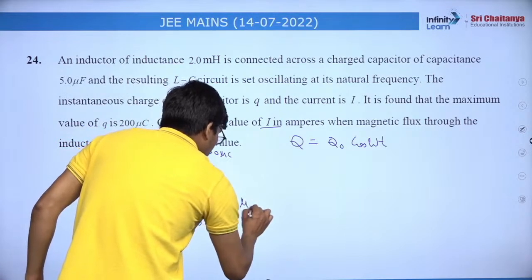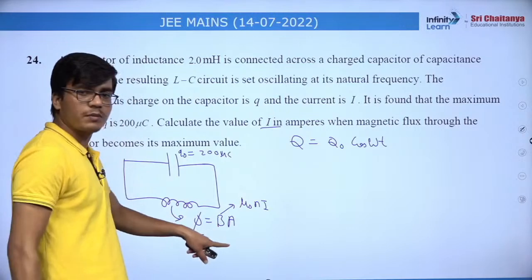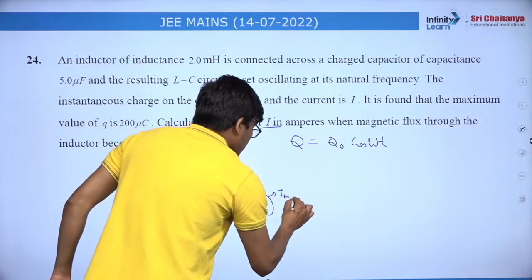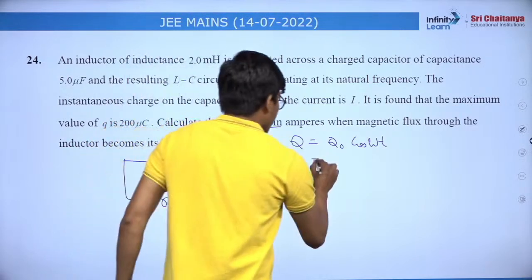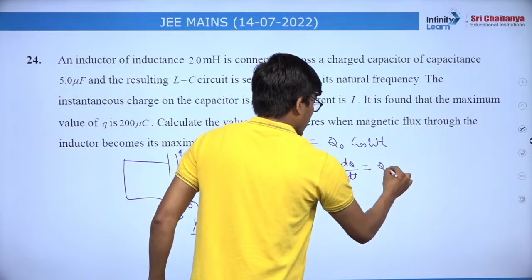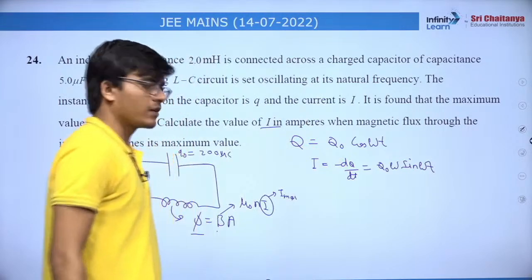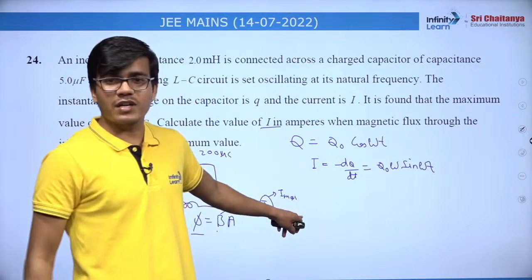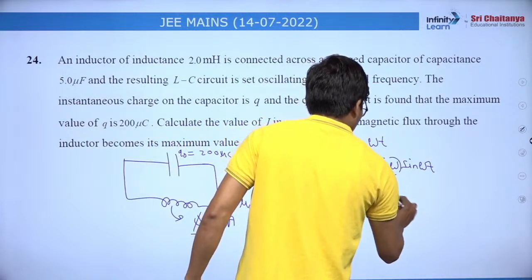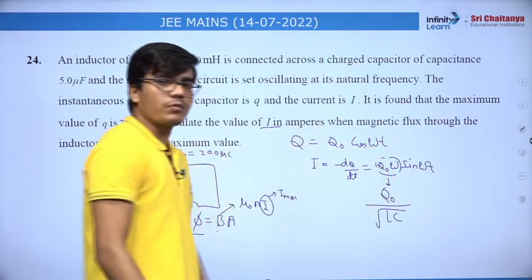B is mu naught into Ni. So if I need flux as maximum, my magnetic field should be maximum. If I need magnetic field maximum, it means I need the current as maximum. And current is basically minus dq by dt. So it will be q naught into omega into sine omega t, right? And I need maximum current. So the maximum value of current is q naught into omega, and omega, you know, in LC oscillation is 1 upon root LC.